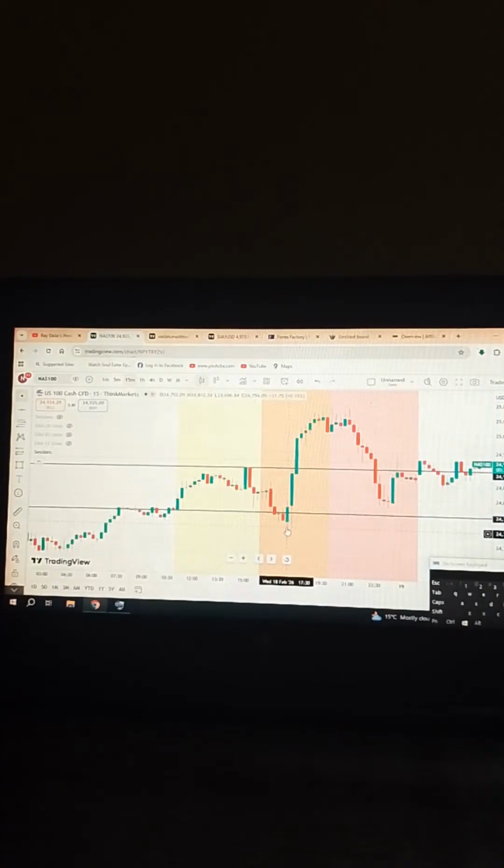And you can see here, guys, the liquidity was taken. Boom, on a downtrend. So when the liquidity is taken, guys, you trade the opposite side of it. So here, you can see the liquidity was taken.